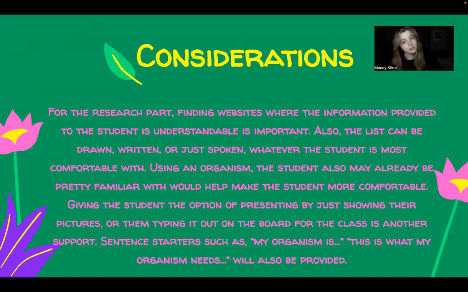That's why I also thought partners would probably help, because anything that can help students be more independent is good, but I know students would rather work with each other than have the teacher sit right next to them. I mean, everyone gets it. Everyone was in middle school once. And this is also with the grocery list: the list can be drawn, written, or just spoken, whatever the student is most comfortable with.